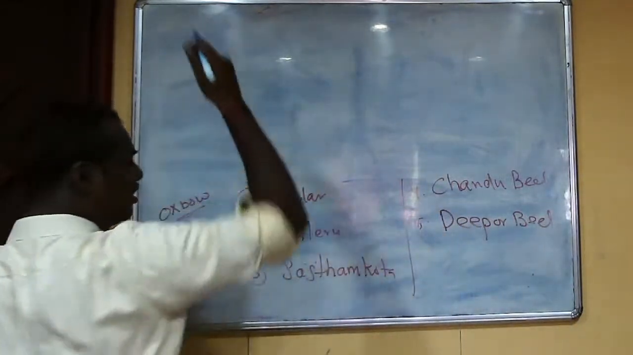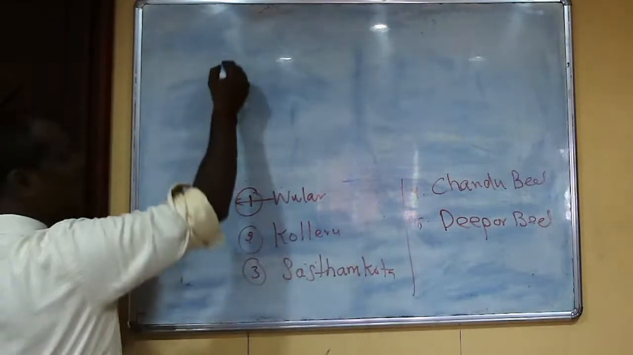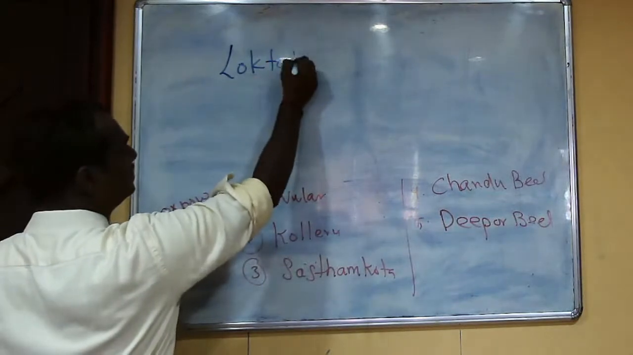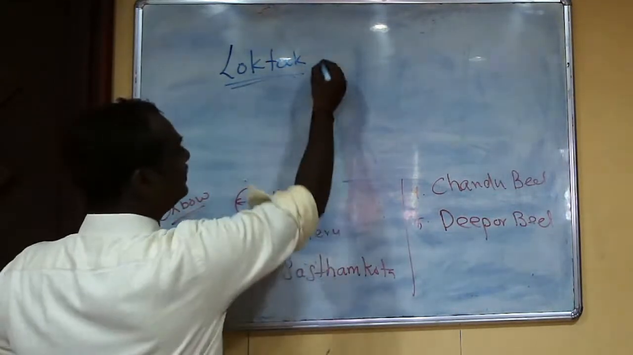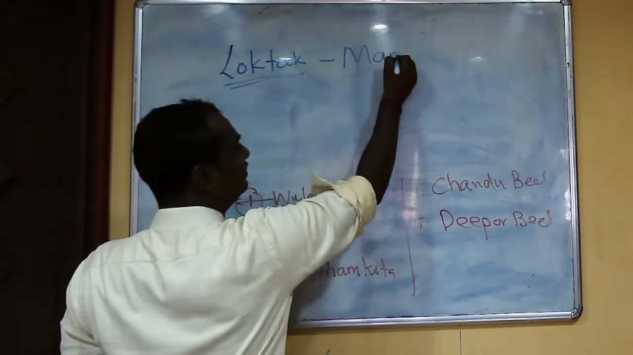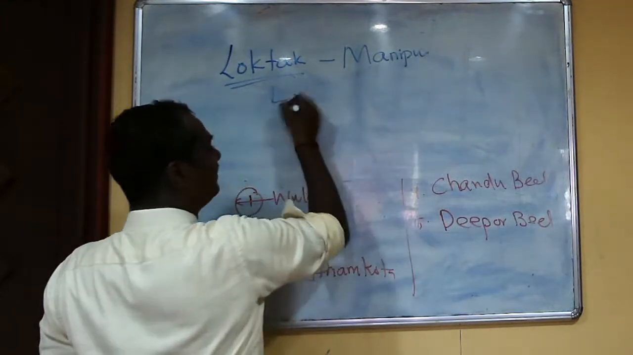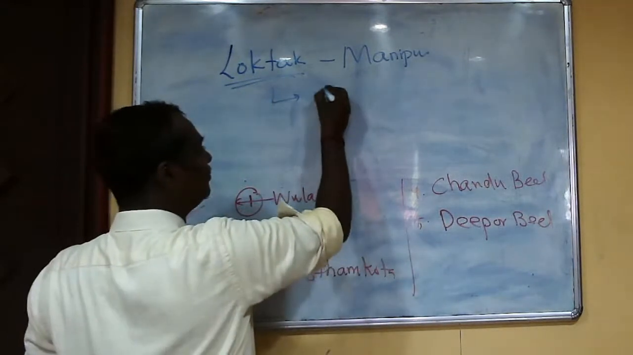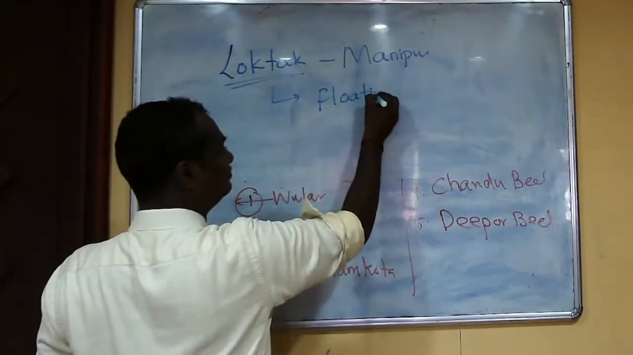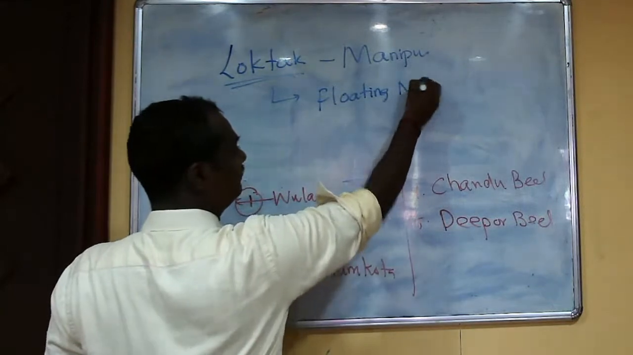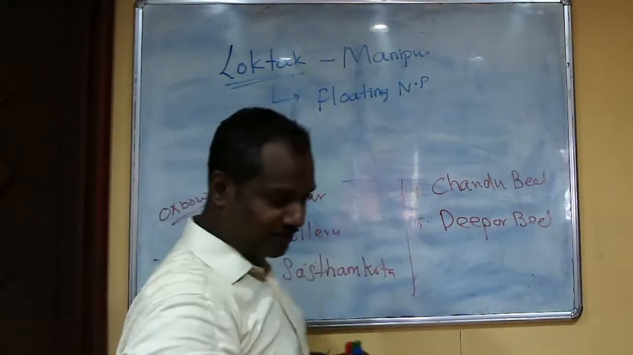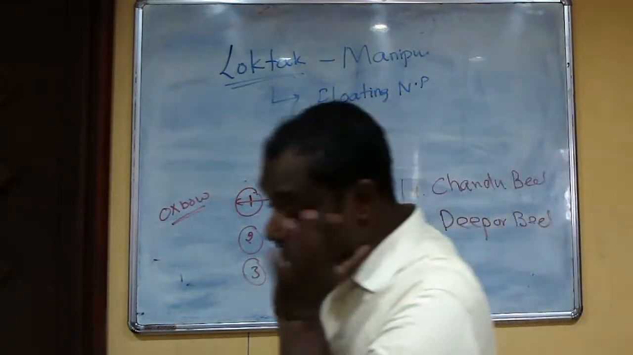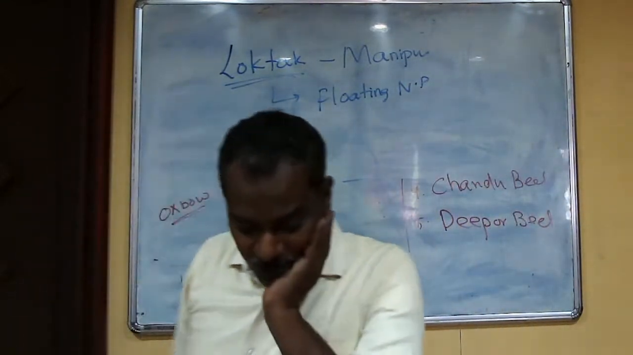Okay, we have a lot of freshwater lakes. Loktak Lake, they are also asking. Loktak Lake is in Manipur, and it is famous for what? It is famous for the floating national park. Okay, what is the name of the floating national park? Write down. What is the name of the floating national park in Loktak Lake?